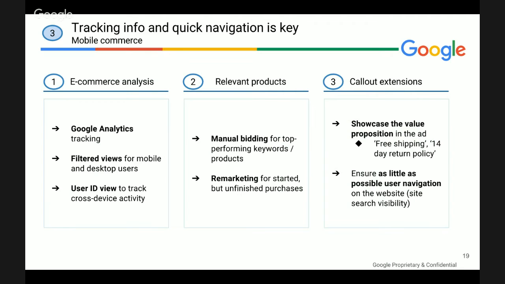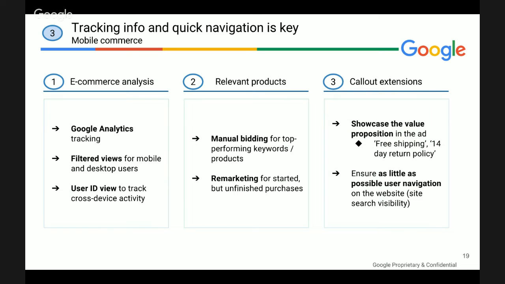The second one is showcasing relevant products. So again, different bidding techniques on the top performing keywords, so that you drive relevant traffic to the mobile e-commerce store, which might have a bit lower conversion rates. The third one is remarketing. Again, similar to generating leads, remarketing is a really powerful tool to be used for the purchases that were started and then eventually were not finished.